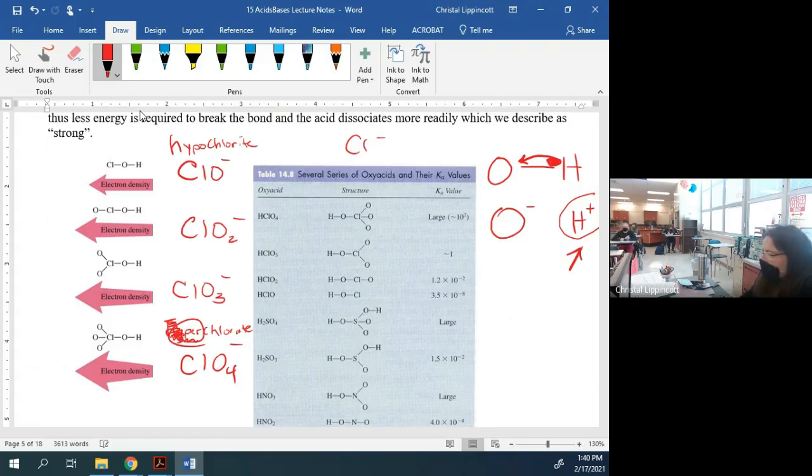So with the hydrogen, when we form an acid here, this would be perchloric acid, chloric acid, chlorous acid, and hypochlorous acid.